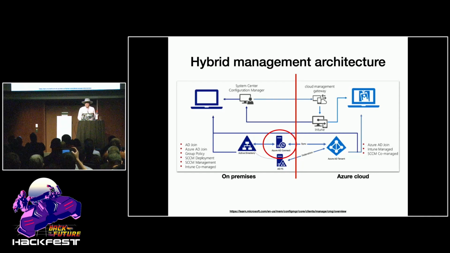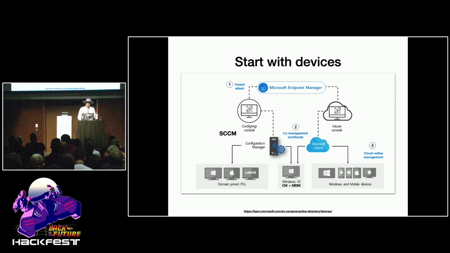The Azure AD Connect, which is now Entra ID Connect, connects your cloud services to your on-prem services. The cloud management gateway is critical because it connects your System Center Configuration Manager for configuration management and compliance to Microsoft Intune in the cloud, building out the endpoint manager solution. So when we move into devices, there's a variety of different device types that are registered inside that space.